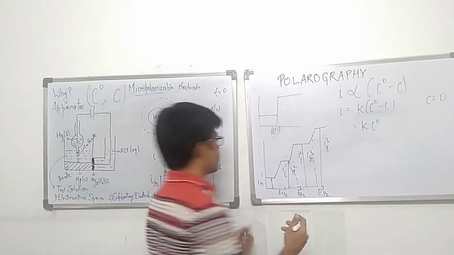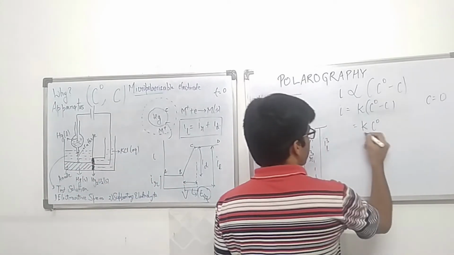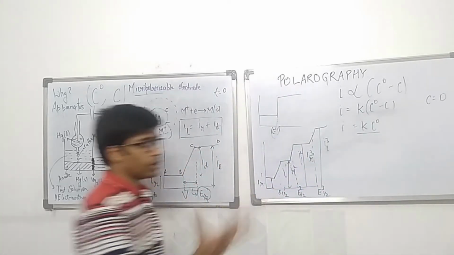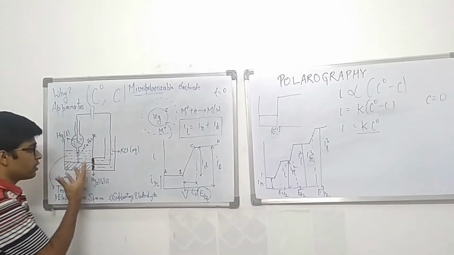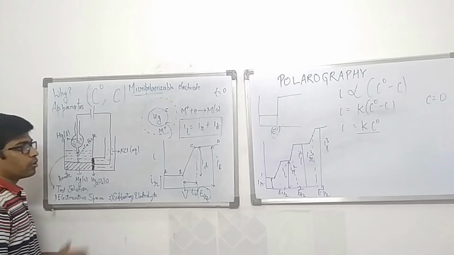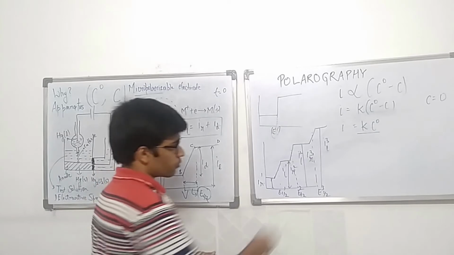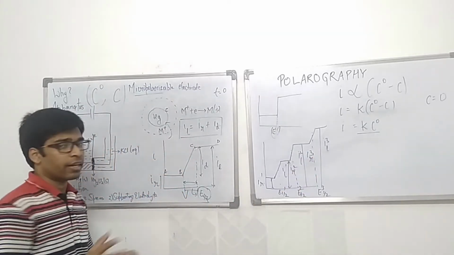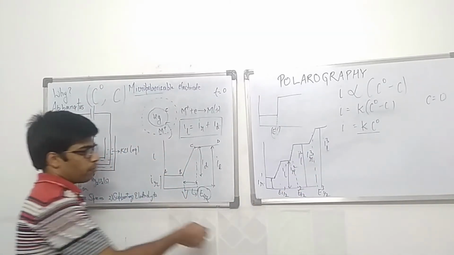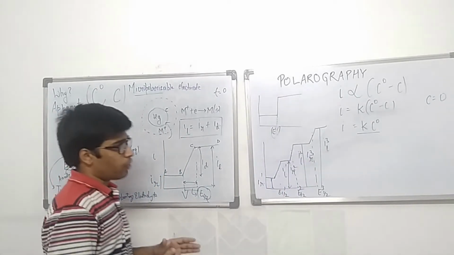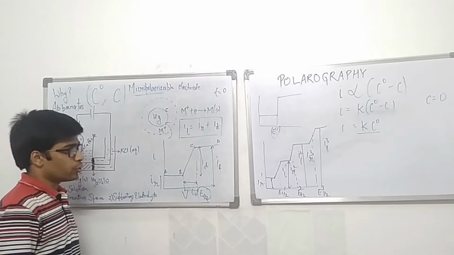So when potential is reached till maximum, you will get I equals K into C naught. And C naught is the concentration in the solution, which is known to you. So using that, we can find the I, and then from the plot, we get the identity of the ion or the species which is present in the solution.